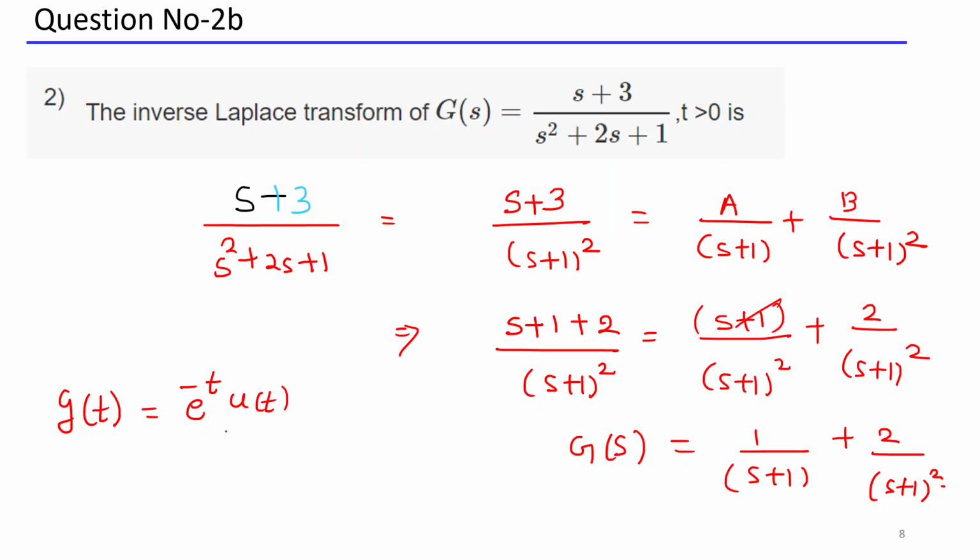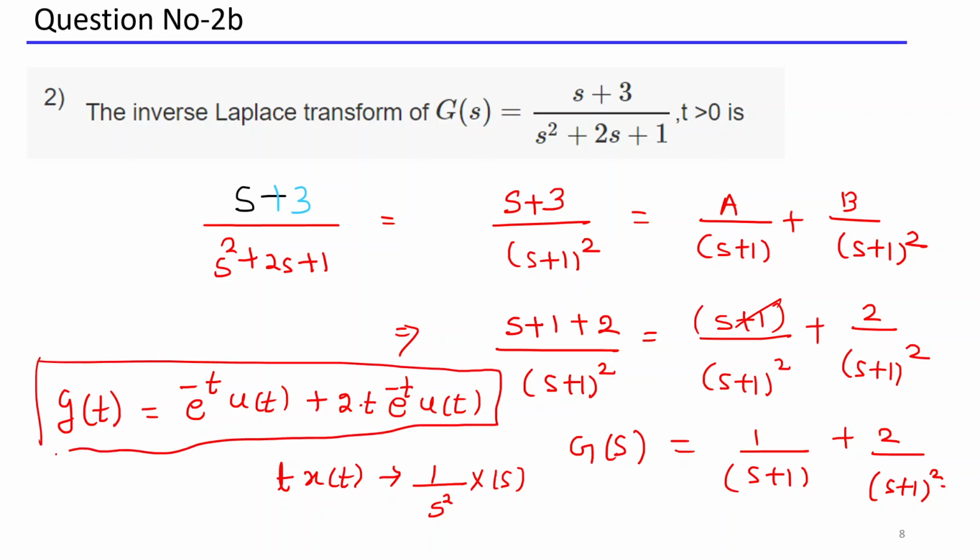Next, for the second term, 2 times e to the power minus t u of t would be fine, but there is a square term. Whenever t is multiplied to any signal x of t, its Laplace transformation becomes minus d by ds of X of s. Here a square term is there, so one t should be multiplied. So this is the answer for this question: G of t, the inverse Laplace transformation.